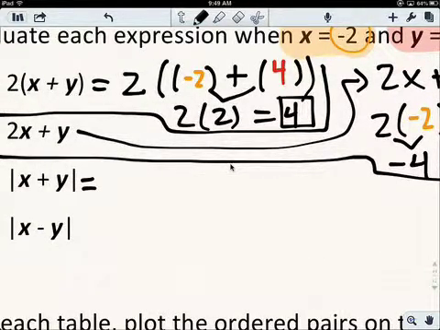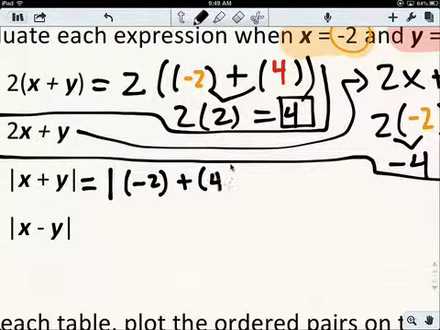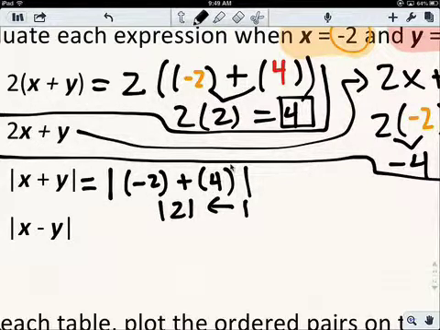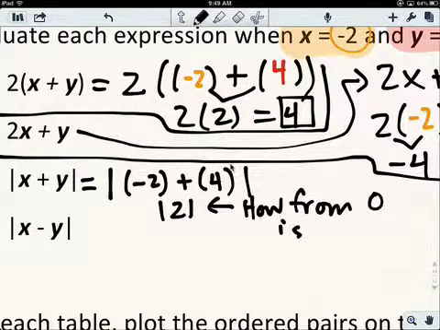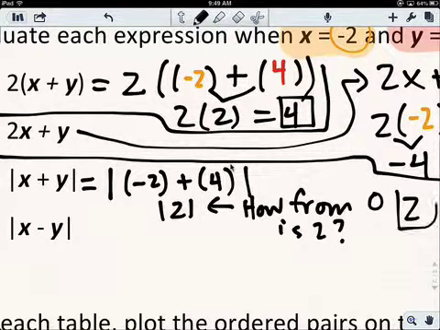And so again, I'm just going to start rewriting. I'll make the line, because that's the start of the absolute value sign. I'll put parentheses -2 plus parentheses 4, because I filled in for x and y with the same things I've been doing so far. Then I do -2 plus 4, I get 2, and then the absolute value of 2 asks the question, how far from 0 is 2? And of course that is 2. So the absolute value of 2 is 2.